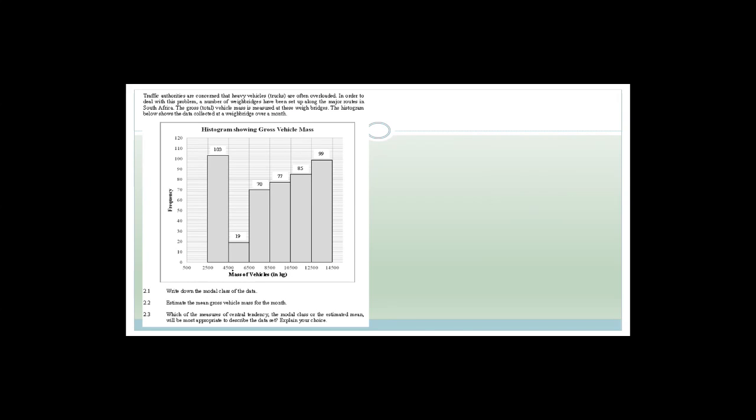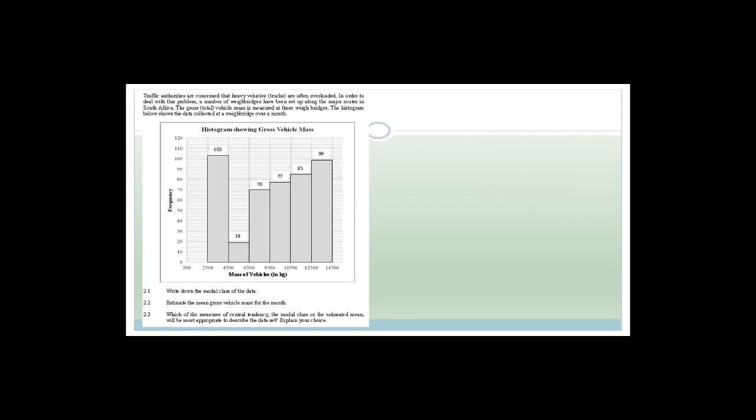Right, let's do another example of one of the questions that was in the old exam papers. Okay, let's just choose another color. It says the traffic authorities are concerned that heavy vehicles or trucks are often overloaded. Okay, fair enough. In order to deal with this problem, a number of way bridges have been set up along a major route. Okay, so what's a way bridge?